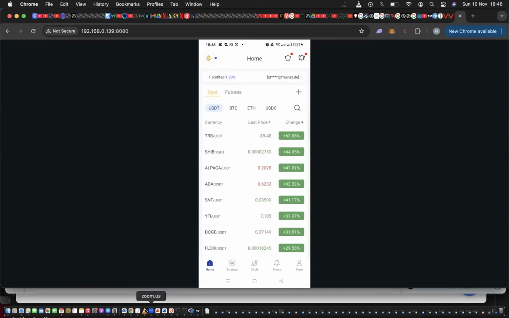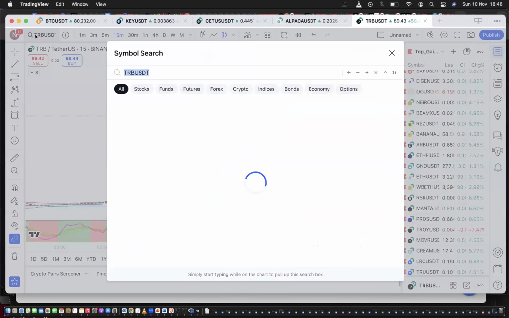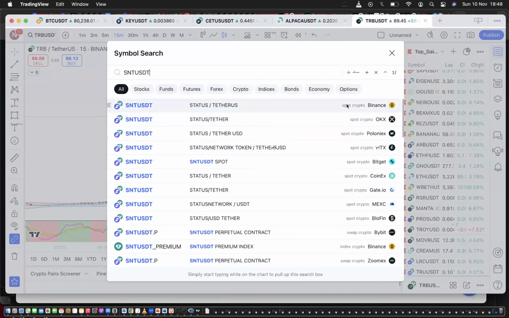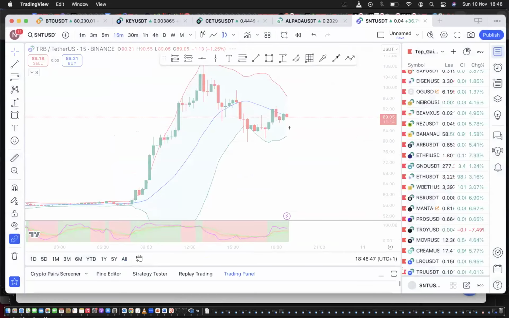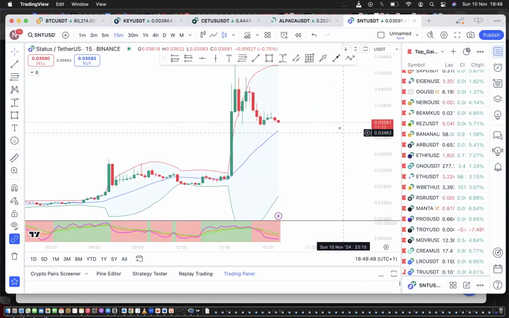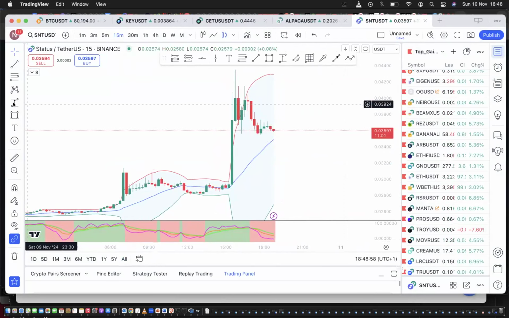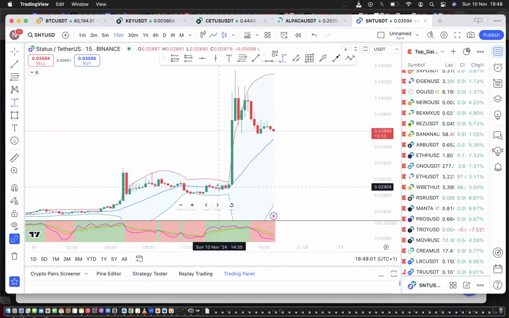So let's go look for SNT, ladies and gentlemen. Let's go to the charts and look for SNT. So I click here and I type SNT USDT. All right, and I'm looking for the one with Binance Spot Crypto, the first one. And here it is. Oh, powerful, awesome. This is good. I can see here that SNT has done a powerful jump of over 47%.